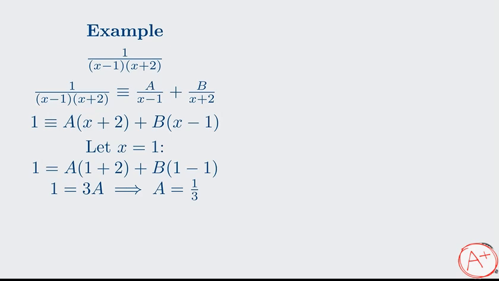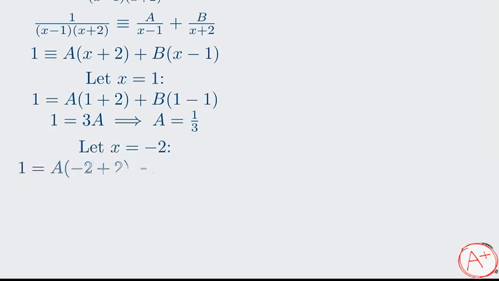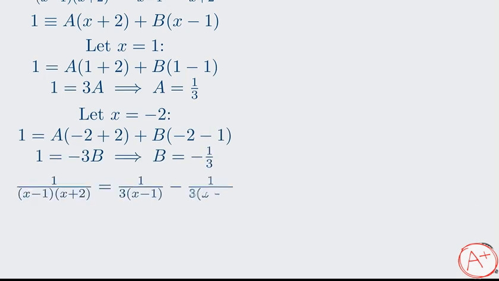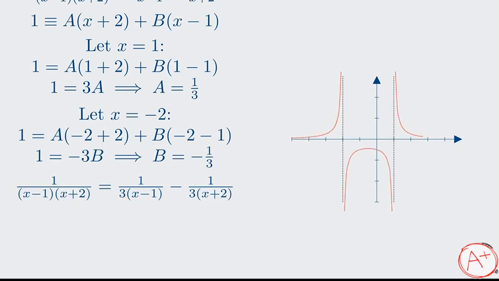Now, let's eliminate the a term. With b found as negative 1/3, we can write our final result. Result: 1 over the product of x minus 1 and x plus 2 equals 1 over 3 times x minus 1, minus 1 over 3 times x plus 2. The graph on the right illustrates this decomposition. The red dashed line represents our original complex function, while the blue and black curves represent the simpler partial fractions we just found. Notice how they combine to create the original behavior.